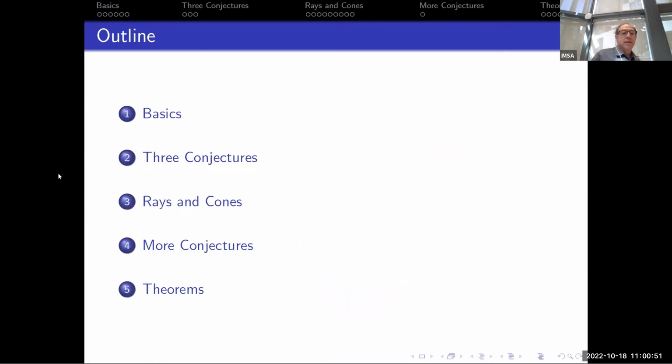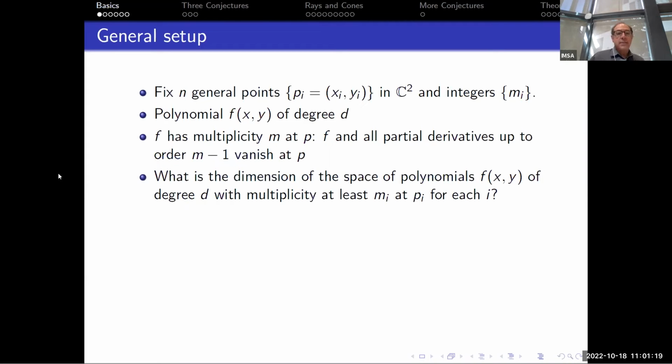I want to talk about the outline of the talk. It will be basic definitions, and then I'll remind you of three conjectures that have to deal with interpolation that are famous. Then I'll go into the theory, a little bit of the Mori theory, then make a few more recent conjectures, and then end with results that we discovered last year. And so this is the general setup.